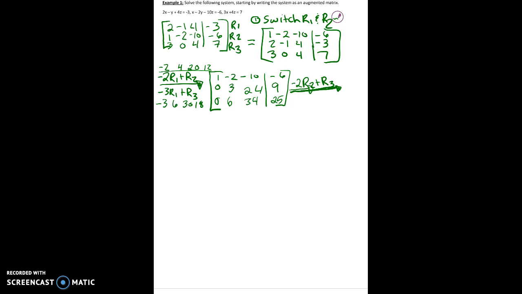So I'm going to do negative 2 times row 2 just to make my life easier. And that gives me 0, negative 6, negative 48, and negative 18. So now when I go to add those together, it's going to be less complicated. So let me draw my matrix. My first 2 rows don't change.